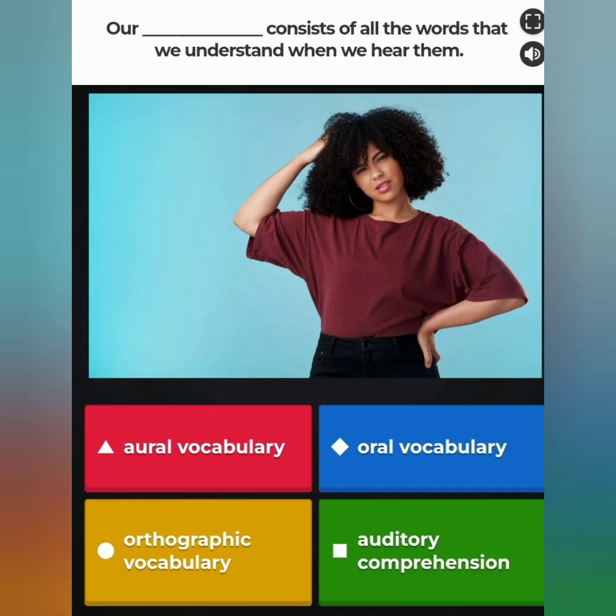Our first question on the quiz was, our blank consists of all the words that we understand when we hear them, and there were 4 options. Here goes a snippet of the lesson in which we discuss 3 of these 4 terminologies in depth. Check your answers.